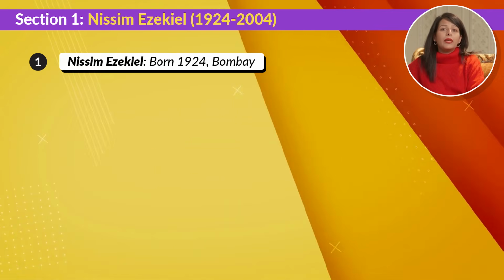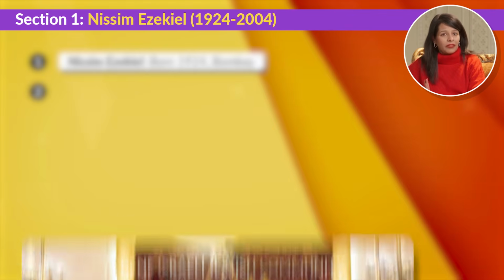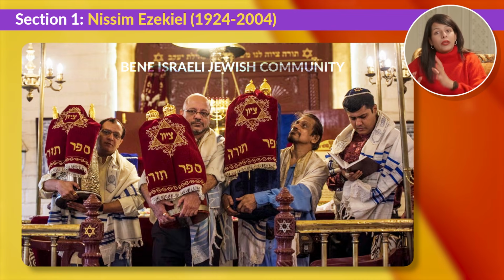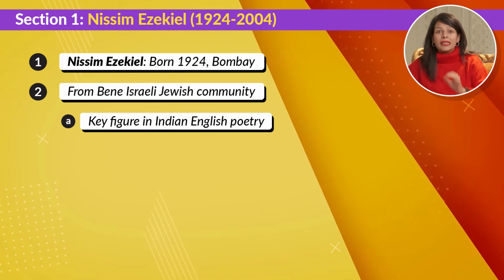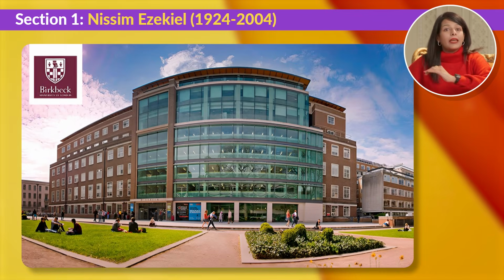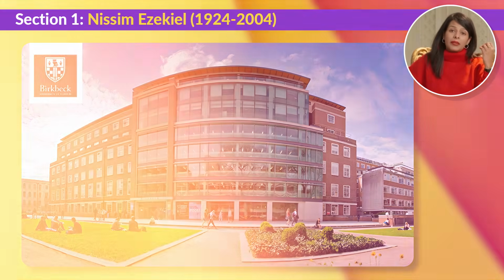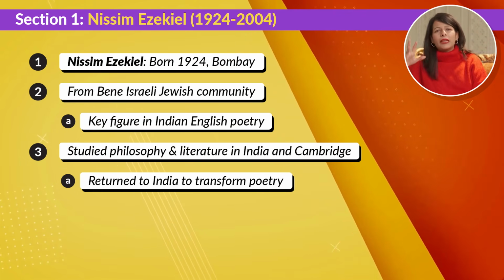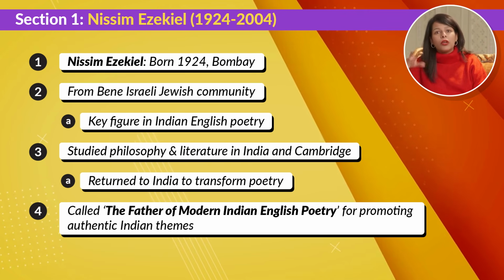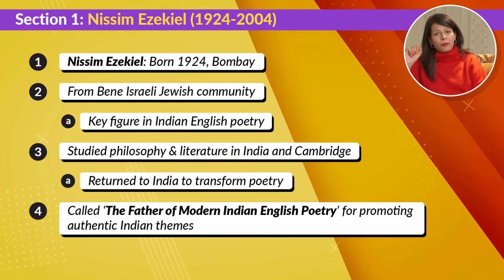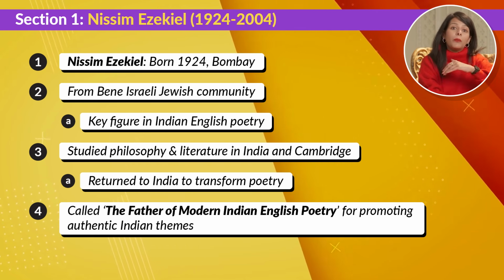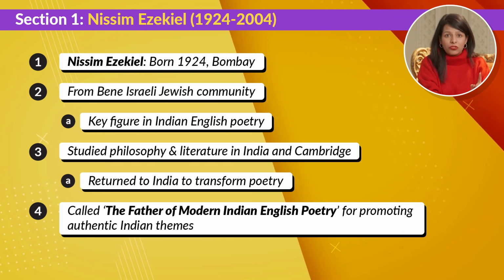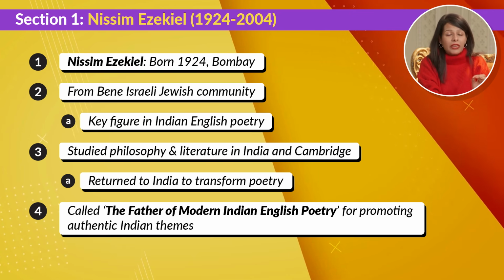Nissim Ezekiel was born in 1924 in Bombay. He belonged to the Bene Israeli Jewish community and became one of the most important voices in Indian English poetry. He studied philosophy at Birkbeck College, London. He returned to India to transform Indian English poetry. He is often called the father of modern Indian English poetry because he helped poets move away from copying British styles and encouraged them to write in a way that truly reflected Indian life.